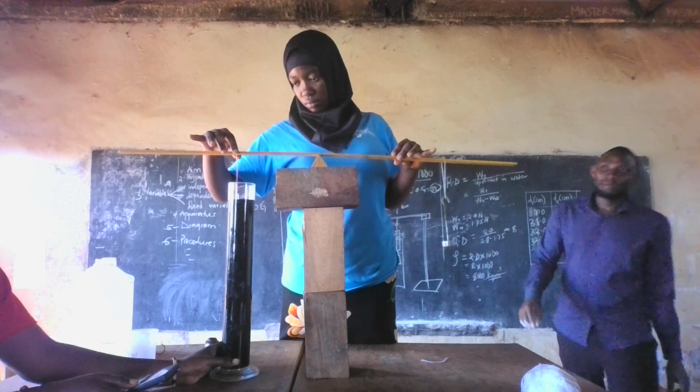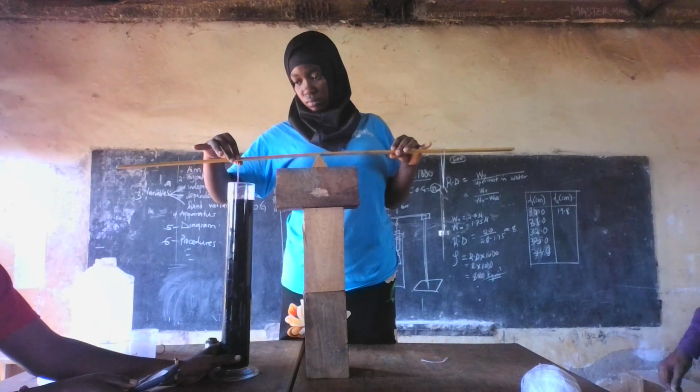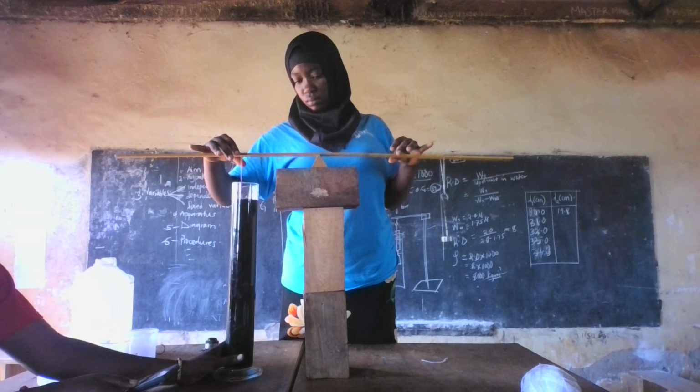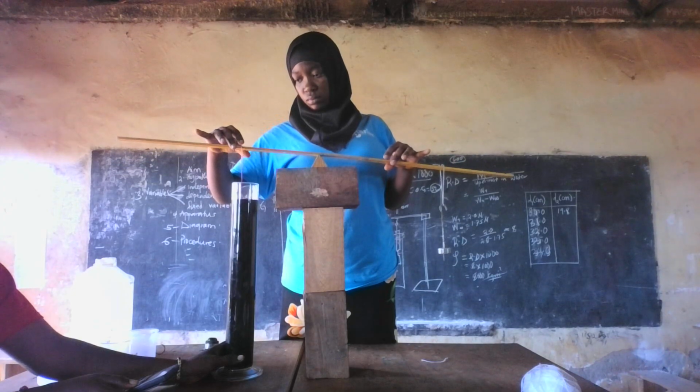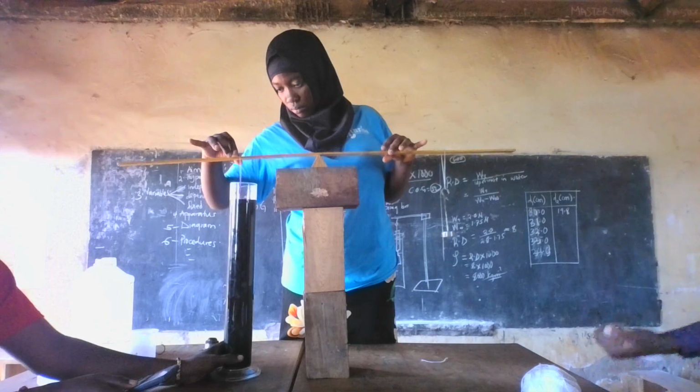If you feel like this part is heavy, it means you have to move this side. This part is still heavy. That's why you see it bending, going around this area.